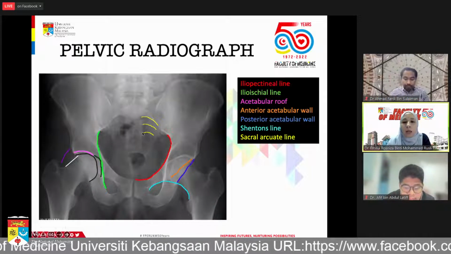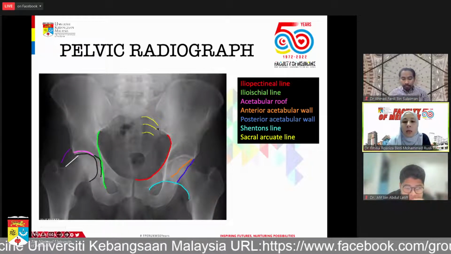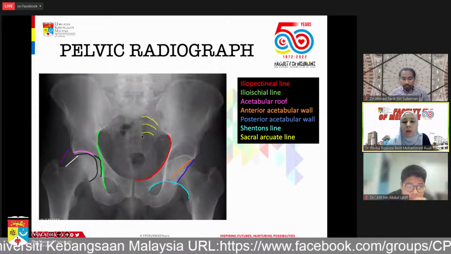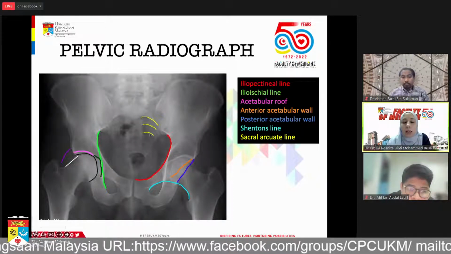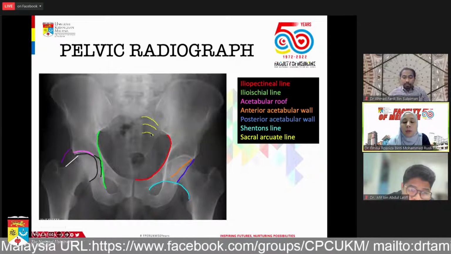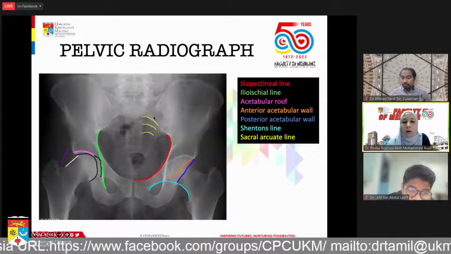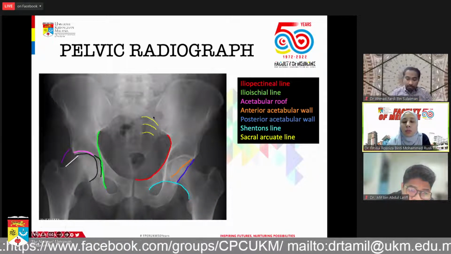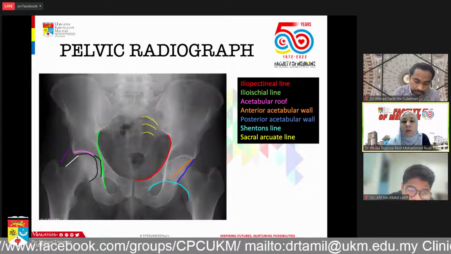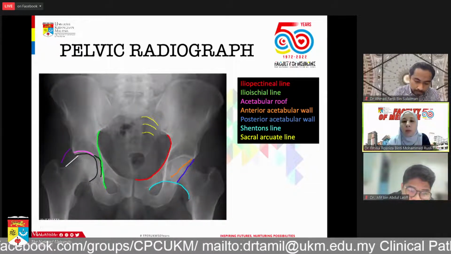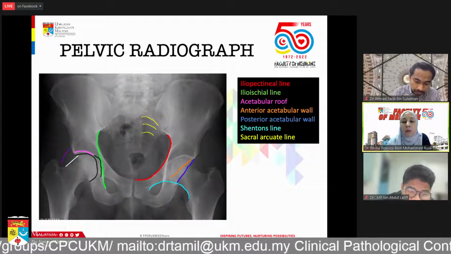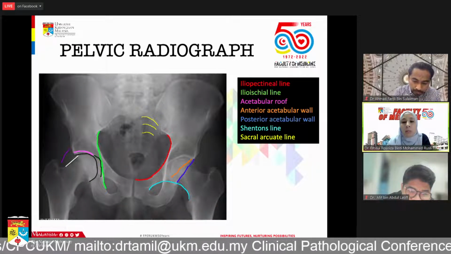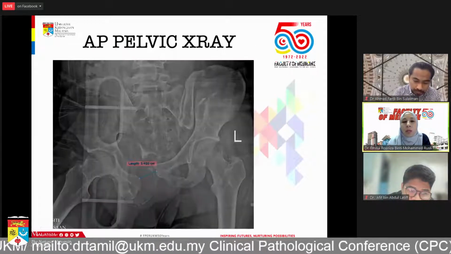And then we have the sacral arcuate line in yellow at the roof of the sacral canal. Any disruption indicates fracture of the sacral bone involving the sacral foramina. So do use these lines to assess for pelvic fractures, because it will help to diagnose any small fractures, especially minimally displaced fractures.